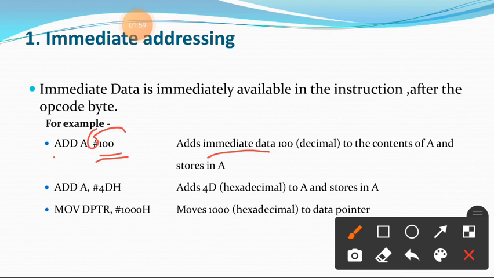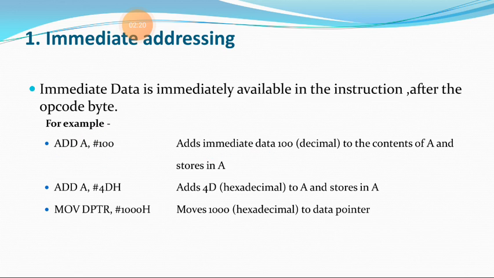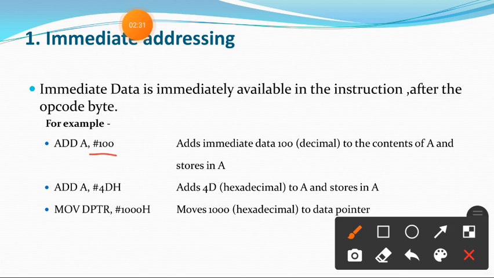Immediate data: what is the instruction ADD A, #100? Here this immediate data 100 is added to the content of the accumulator. A indicates the accumulator. So accumulator content is added with this immediate data and the result will be stored in the accumulator. So here immediate data is a constant that is immediately specified in the instruction after the opcode.